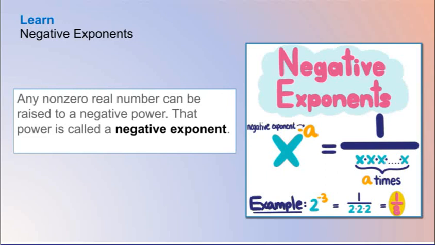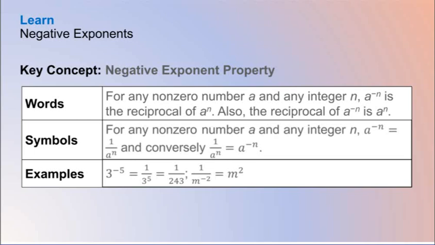Now moving to the negative exponents. Any non-zero real number can be raised to a negative power. That power is called a negative exponent. And when you work with negative exponents, you need to get rid of the negative part by writing the reciprocal of the base, and now your exponent is positive. So the reciprocal of the base removes any negative exponents.